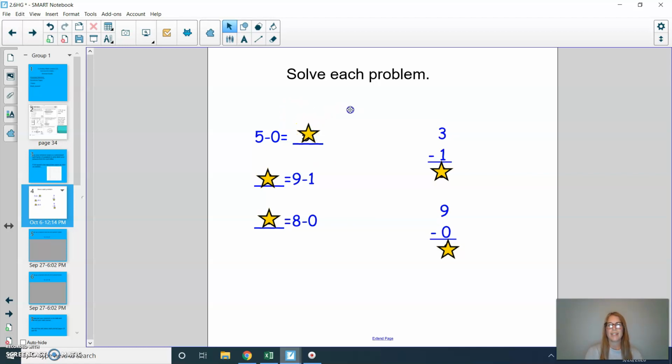5 minus 0 is 5. 8 equals 9 minus 1. 8 equals 8 minus 0. 3 minus 1 equals 2. 9 minus 0 equals 9.